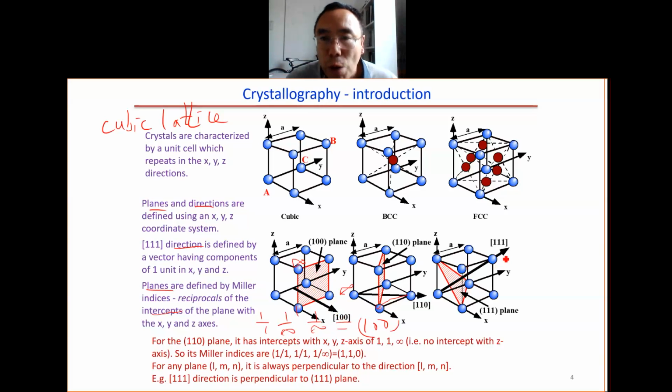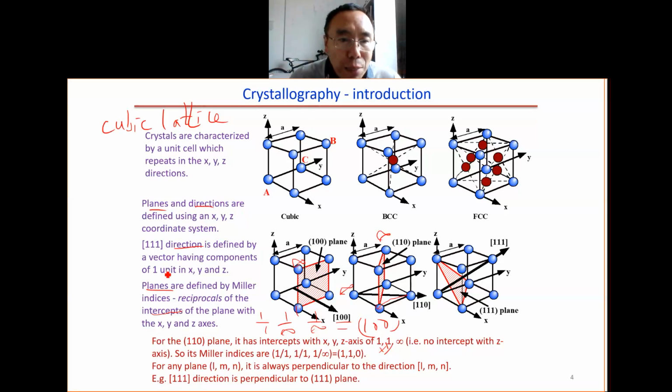This one is the 111 plane. And the red color here is the 110 plane, because the intercept is 1 along the x-axis and 1 along the y-axis. With the z-axis, because the plane is parallel to the z-axis, it will never meet, so it intercepts at infinity. So you have 1, 1, infinity. Taking the reciprocal, you get 1 over 1, 1 over 1, 1 over infinity, so you get 1, 1, 0.